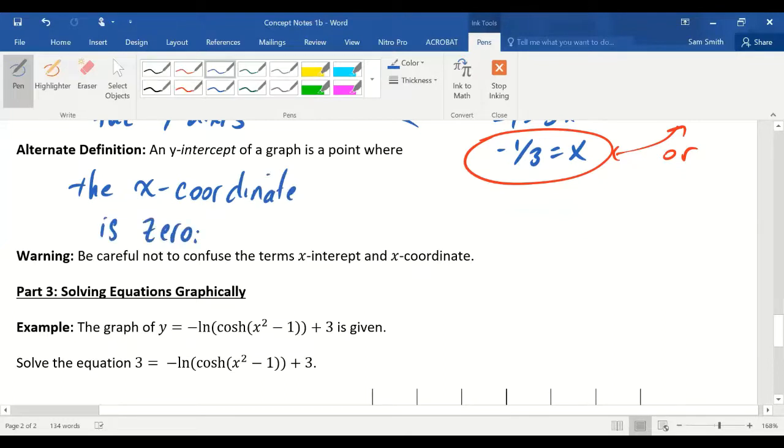So just a heads up, it's very easy, I think, to mix up the terms x-intercept and x-coordinate. They do sound very similar, but these terms are extremely different. X-intercept refers to a particular point on a graph, whereas x-coordinate is describing the first number of any point, whether it be on the graph or anywhere else on the xy plane.